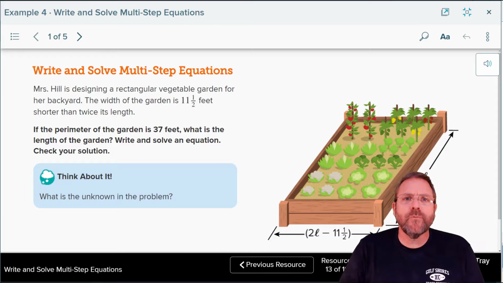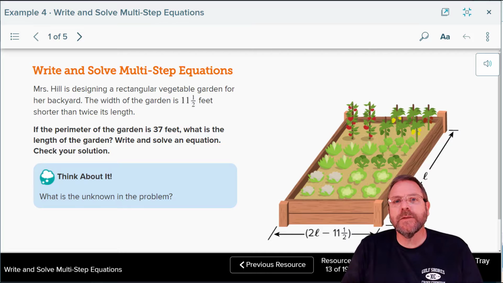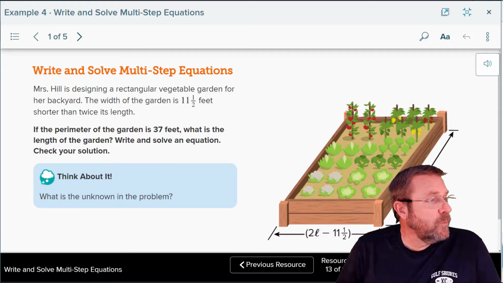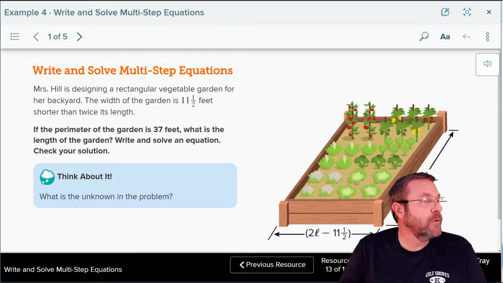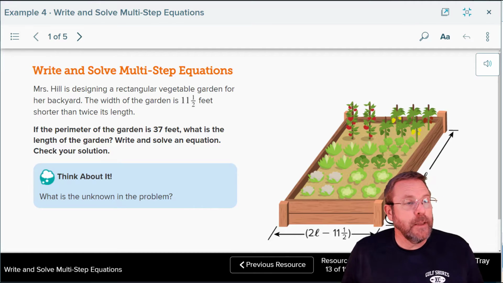Welcome back to part 3 of Module 7, Lesson 4, where we are learning to write and solve multi-step equations. We left off this one with Miss Hill designing a rectangular vegetable garden for her backyard. The width of the garden was 11.5 feet shorter than twice the length of the garden.